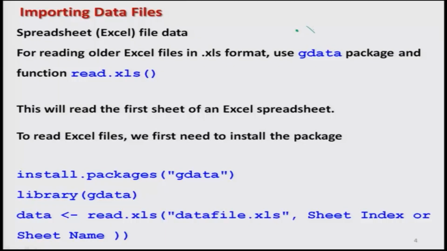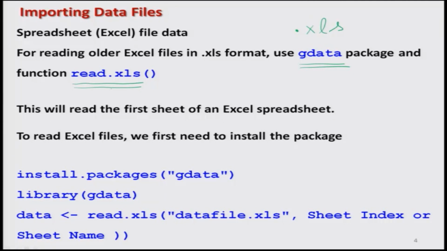There is always a possibility that you would like to read a file of MS Excel software that was created in an earlier version, and in the earlier version the extension of the file used to be .xls. So in order to read older Excel files in .xls format, we have to use another package, gdata, and then I have to use the command read.xls, and the rest everything remains the same.